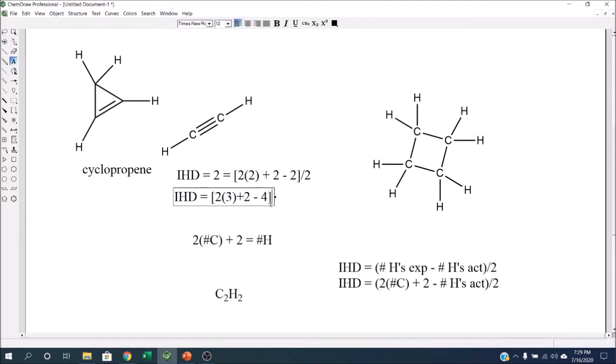And then we take all of this and divide it by 2. So 2 times 3 is 6, plus 2 is 8, minus 4 is 4, divided by 2 is 2. And our index of hydrogen deficiency is 2. And if we see if that value right there matches up with our observable Lewis structure, 2 tells you that there are either 2 rings in the system or 2 pi bonds, or a combination of rings and pi bonds that adds up to 2. And that's what I'm seeing here. There's 1 pi bond and 1 ring. That's an index of hydrogen deficiency of 2.